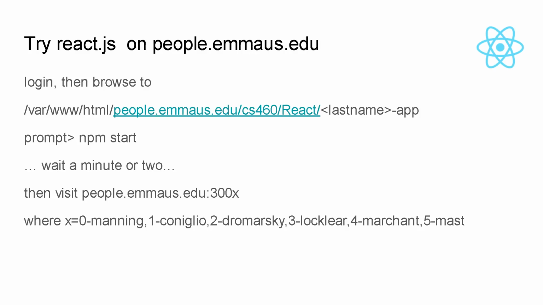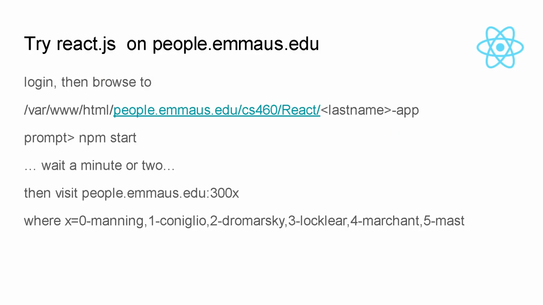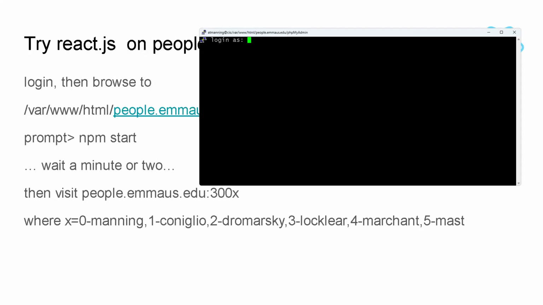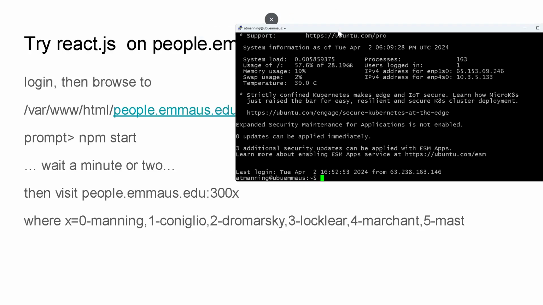I could use SSH from the command prompt. So I'm going to log in, go to my saved people.mace.edu, double click. Here's my login prompt. I'm logging in as AT Manning. You can log in as your user. Wait, this is not done in the browser? No. Basically what you're doing, because of the way React works, we have to get something started on the server in order for me to visit a port on the server, 3000 something.